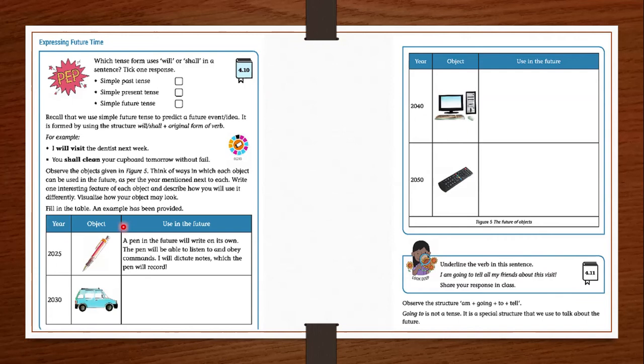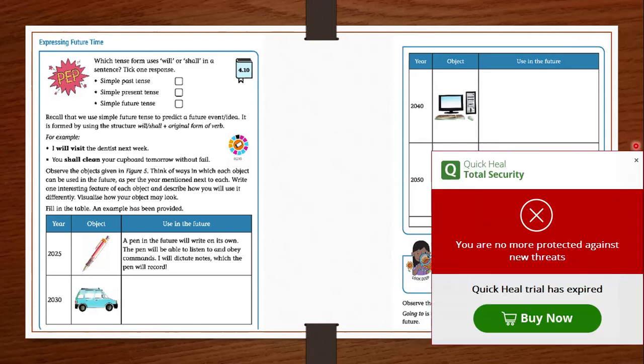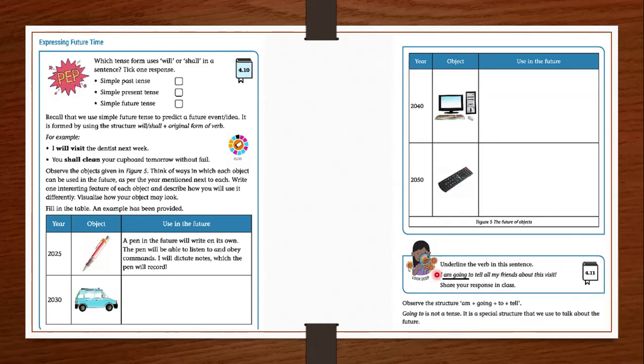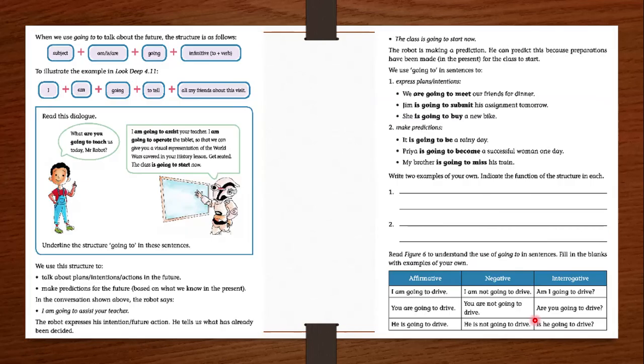And we had a very good tabular column here, and I gave it to you as self work. Okay, and here look deep. I have asked you to underline the verb in the sentence. Everyone said that tell is the verb and visit is the verb, but fortunately the answer is going to be this. Okay, this is the answer. I'm going is the verb, because we saw that going to is not a tense, it is a special structure that we use to talk about the future.